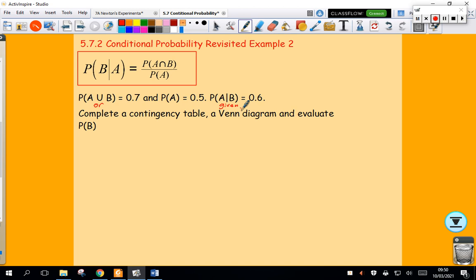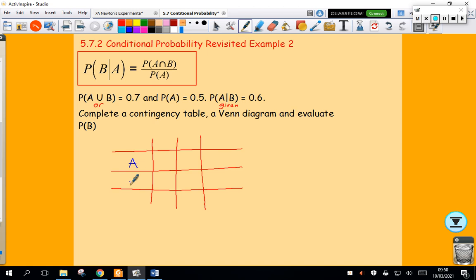Okay, so what we're going to do, we're going to start off with the contingency table and put in what we can. And there's not all the information here necessary. So if this is row A, well, this has to be row A complement, and that is the total sum. If this is column B, well, this has to be column B complement, and this is the total sum. And we're going to put in probabilities.